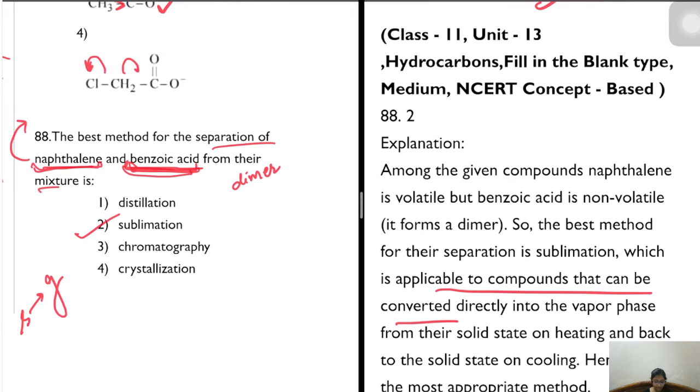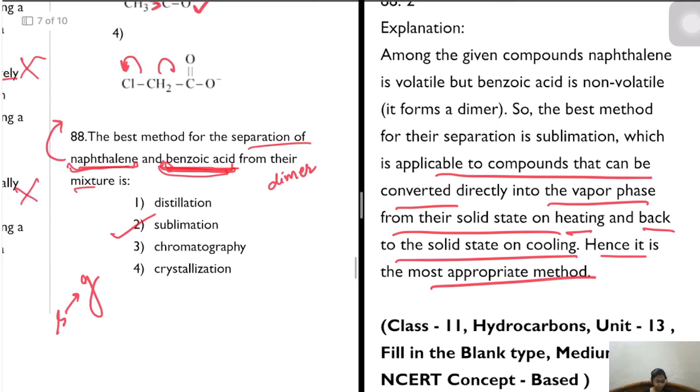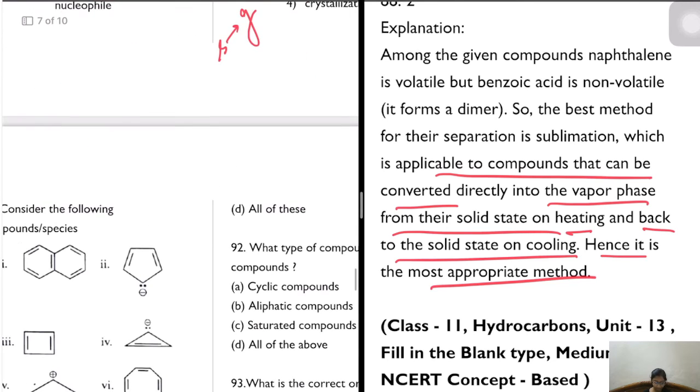It can directly convert into vapor phase from the solid phase on heating and back to solid phase on cooling. So this is the most appropriate method. When it is in the gas form, we can separate it. Then upon cooling, it will form a solid again. So naphthalene will be generated and separated.